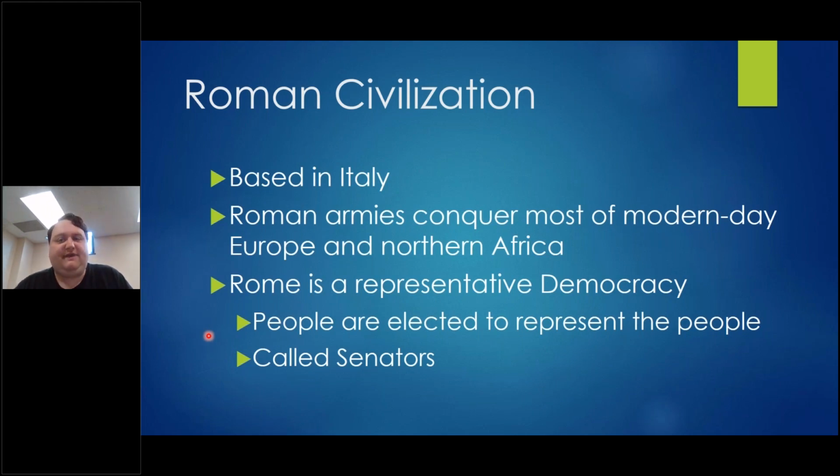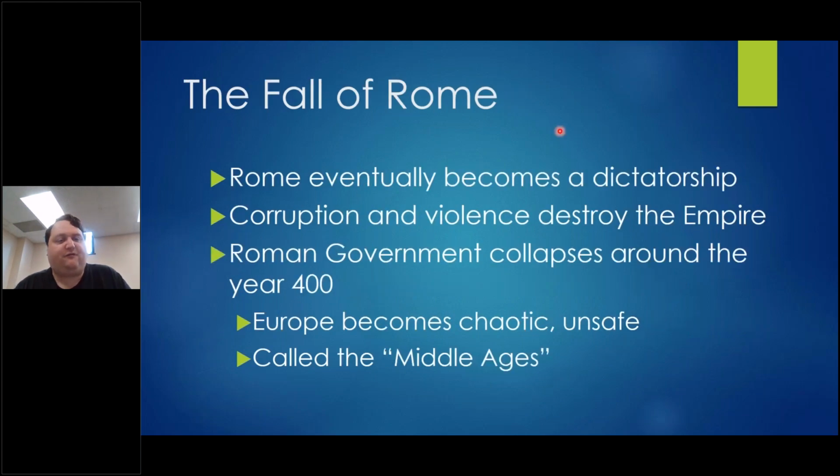Now, Rome, unfortunately for them, does not stay stable forever. It lasted many hundreds of years, but eventually that system of elected officials broke down. And so they eventually became a dictatorship as the rulers of the government took more and more power. You've probably heard of Julius Caesar. Julius Caesar is the one that finally took total control over the Roman society. Now, this didn't immediately cause the entire empire to fall. Instead, what causes its destruction is corruption and violence throughout the empire.